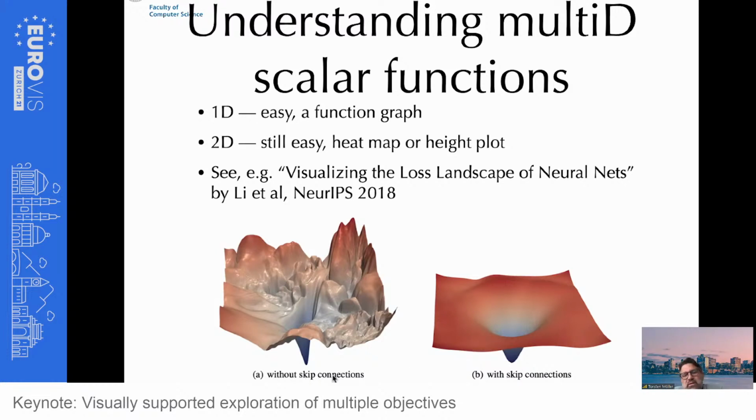And they're comparing without skip connections and with skip connections, and the impact it has on the optimization procedure of this neural network. And they argue that with skip connections, it's a much better function to optimize, with a much better behavior. And they simply see that visually through this type of visualization.